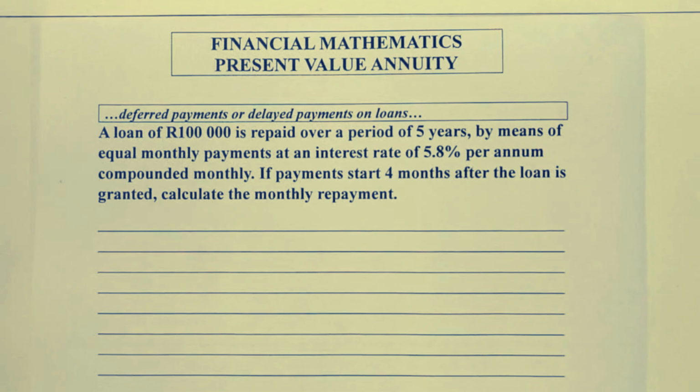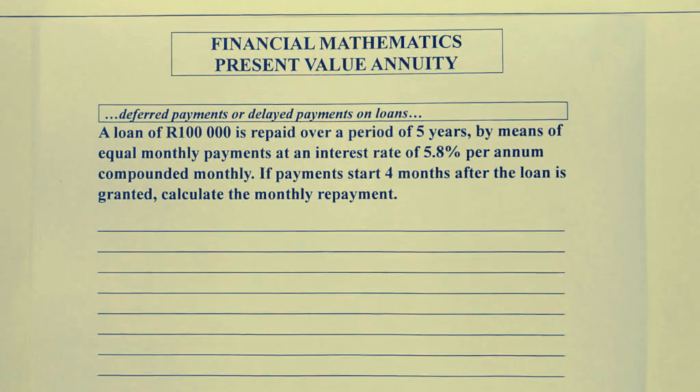A loan of 100,000 Rand is repaid over a period of 5 years by means of equal monthly repayments at an interest rate of 5.8% per annum, compounded monthly. If payments start 4 months after the loan is granted, calculate the monthly repayment.